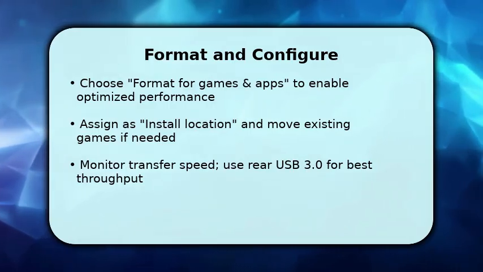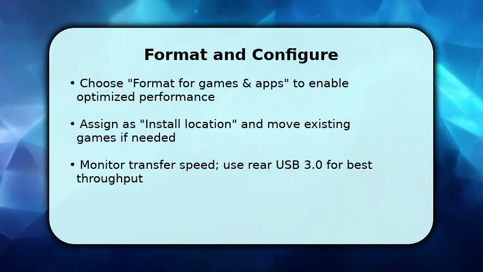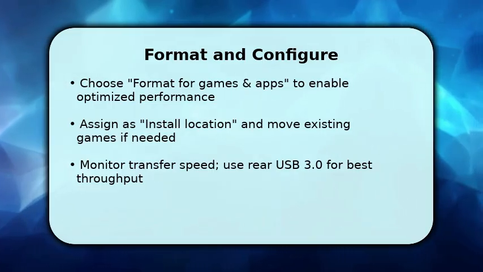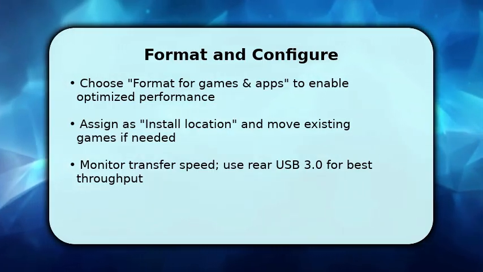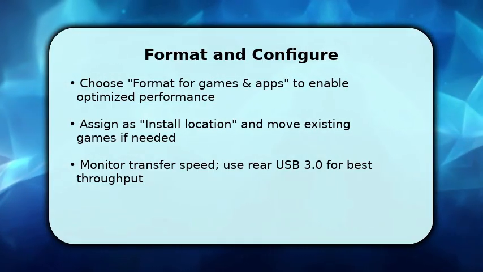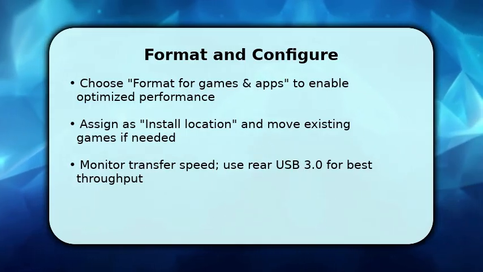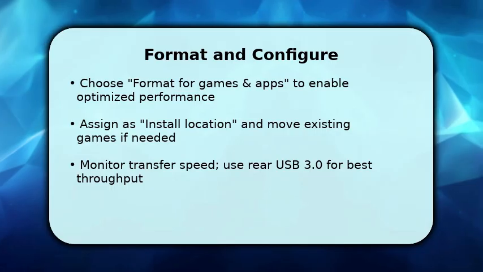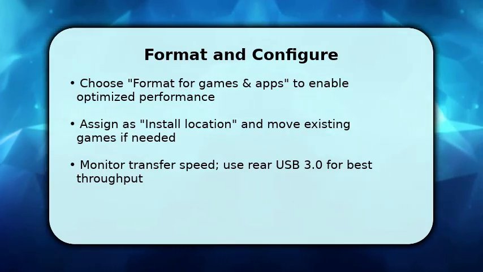After formatting, set the drive as the install location in storage settings so new installs go there. If you need to move titles, select a game, choose Move or Copy, and pick the external drive. Make sure to use a rear USB 3.0 port to avoid throttled transfer speeds.